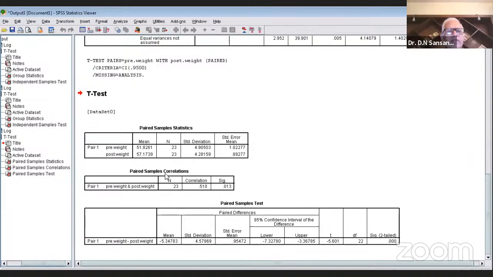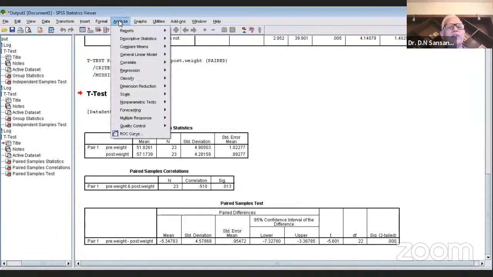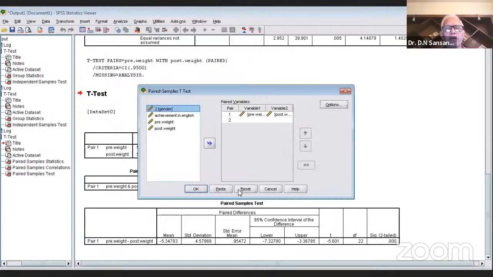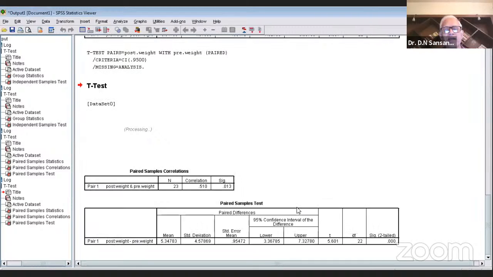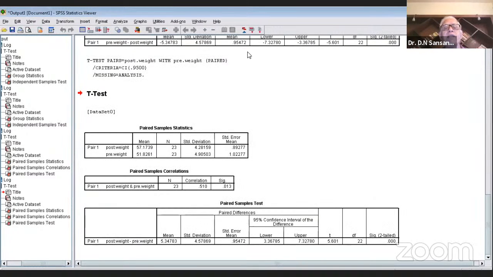And this has come negative because it is 51.83 minus 57.17. But if I do it once again, I show you so that you are confident. I say post first and pre after that. And if I do the analysis, now you see this is the same t value. Here the t value is minus 5.601. Here it is plus 5.601. So the t value remains the same. So whenever you have a t value, whatever the sign, you don't bother, you always write it as positive. You cannot write it as negative. So let me see, how do I test my hypothesis? I don't have much time at my disposal, so I will just try to do it fast.